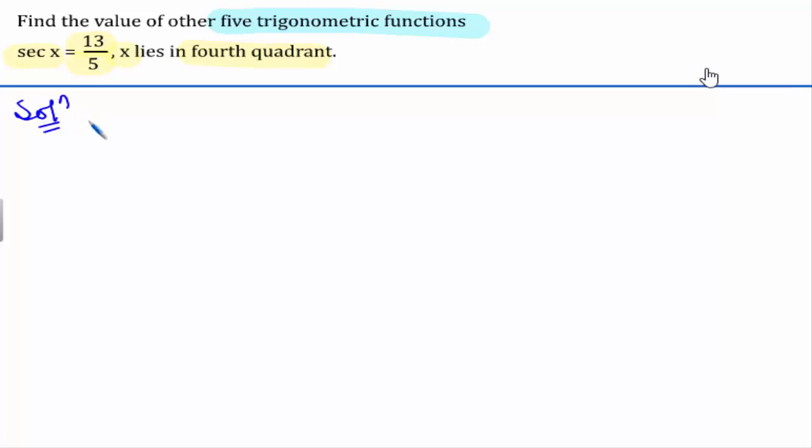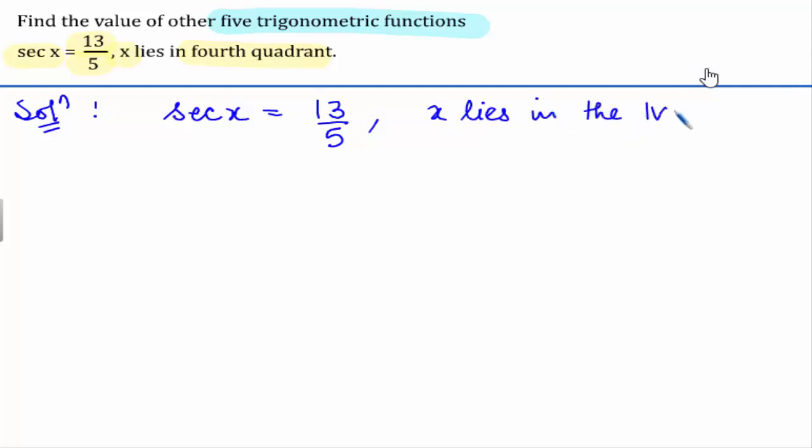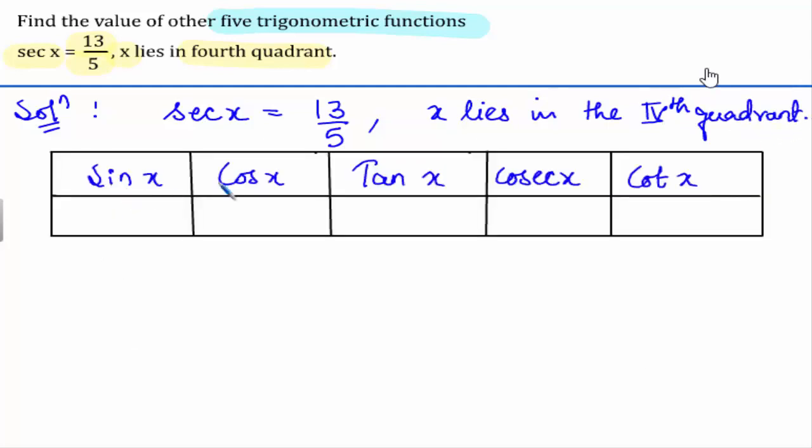Let's begin with the solution. We are given that sec x is equal to 13 upon 5, where x lies in the fourth quadrant, and we have to find the value of sin x, cos x, tan x, cosec x and cot x.